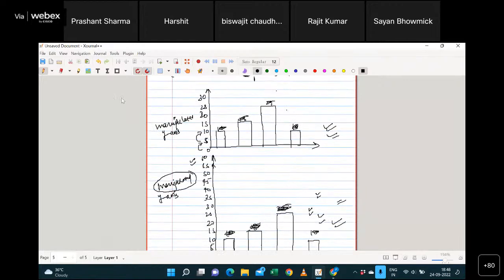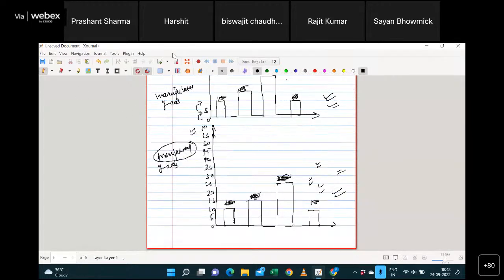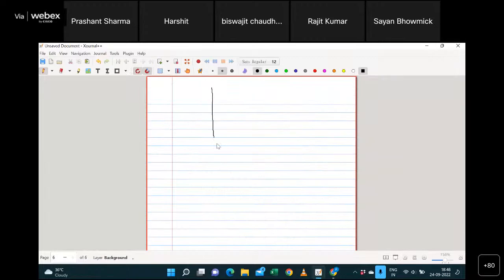Suppose instead of this manipulated y-axis, let me draw another. This is 0, 5, then 45, 50, 55, and so on. This is the 50.